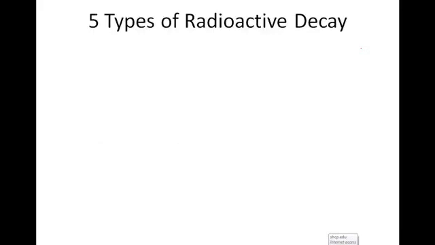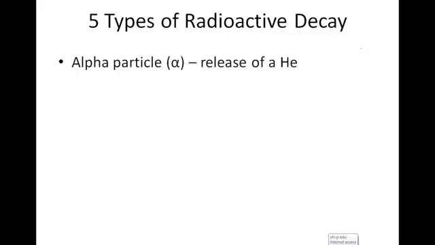There are 5 types of radioactive decay. One type is called the alpha particle, which is the release of just a helium nucleus. Okay? So here's an example.